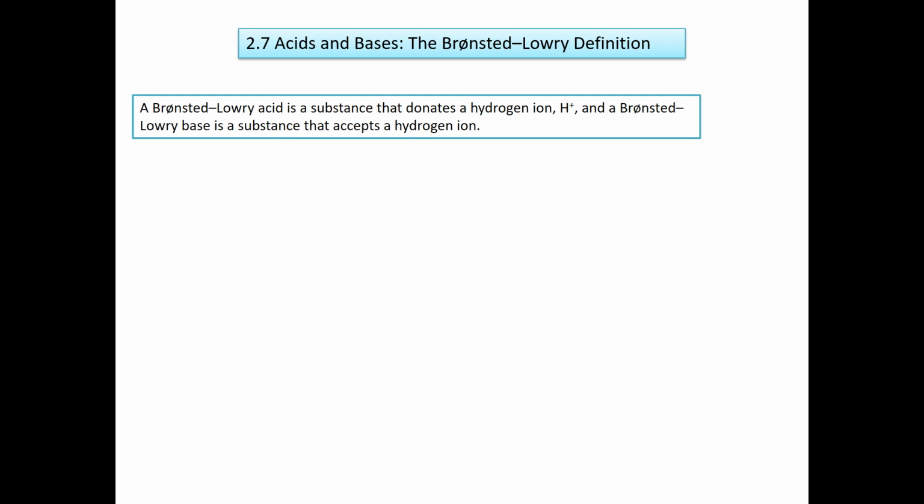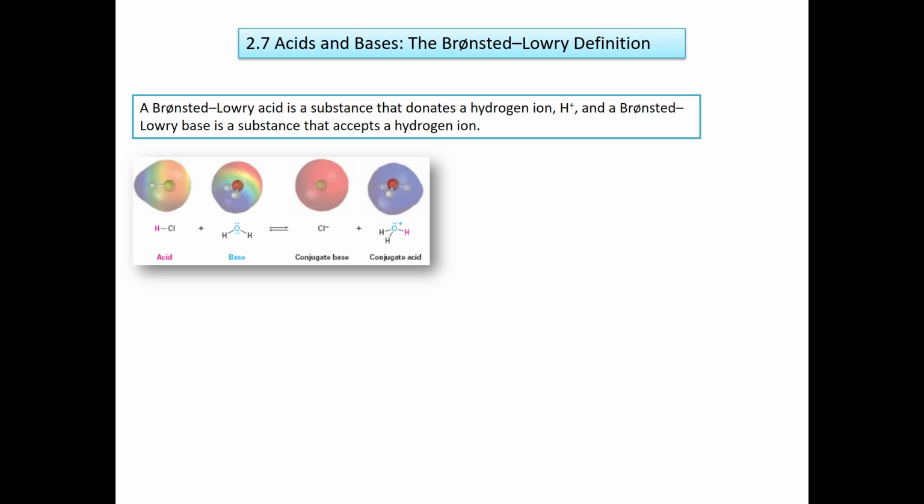Okay, acids and bases. The Bronsted-Lowry definition. This is the basic definition of acid and base. Basically, a Bronsted acid is a substance that donates a hydrogen ion, H+, and a Bronsted base is the substance that receives or accepts a hydrogen ion, H+. Okay, for example, here we have different acids.